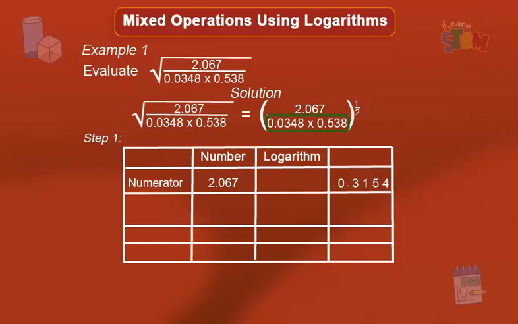0.0348 multiplied by 0.538. We will insert the numbers we are evaluating in the second row. Now, let's find the characteristic of the first number, 0.0348, before we solve for the mantissa. To obtain that, we will count the number of zeros after the decimal point and before the first non-zero digit and convert the value into a negative number. So, let's count. 1. 2. We will stop here because 3 is the first non-zero digit after the decimal point. So, the characteristic is bar 2.